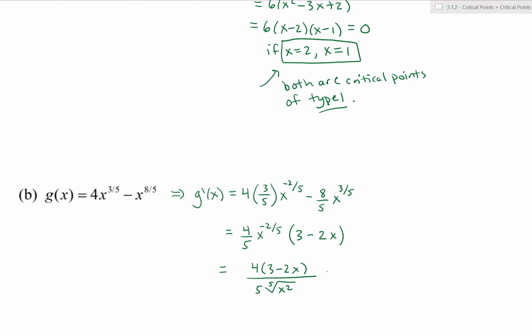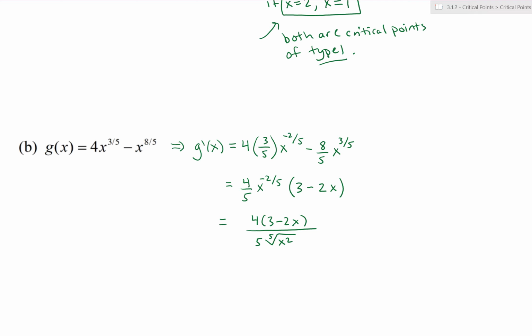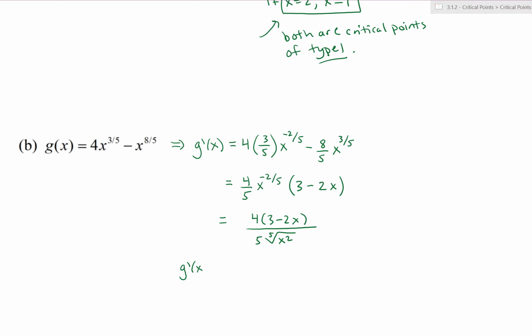So you think, okay, what value makes this 0? Is there any? Well, yeah, there is. g prime of x is 0 if 3 minus 2x is equal to 0. And of course, if you solve that, you get x is equal to 3/2. Is g prime of x ever undefined? Well, yeah, it is undefined if x is equal to 0, right? If x is 0. Why is that? Because if I plug in 0 into that derivative, well, I'm dividing by 0, and hence the derivative is undefined.